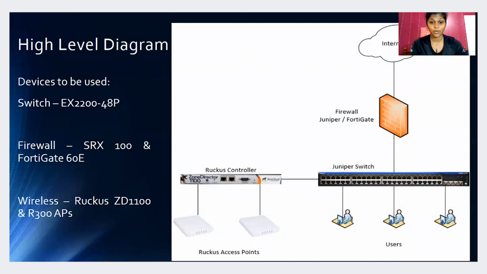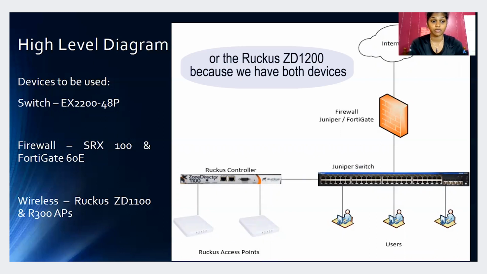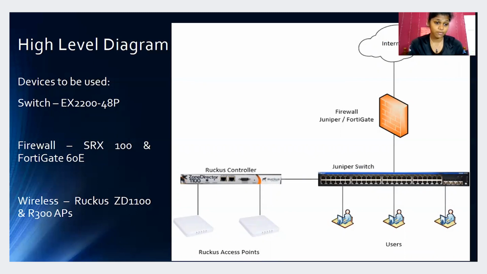So the devices that we are going to use is a Juniper EX2200 48P. The P just stands for PoE, as in power over Ethernet. So if you plug in, you would have power to a phone or an access point, so you don't need to actually buy additional power adapters. We are going to use a Juniper SRX 100 firewall and a 4860E firewall. Like I said, the purpose of the firewalls are just for internet access, and we are going to use a Ruckus 1100 controller. I do have R300 APs on the slide. I may introduce additional models just to show you all that it's all the same.